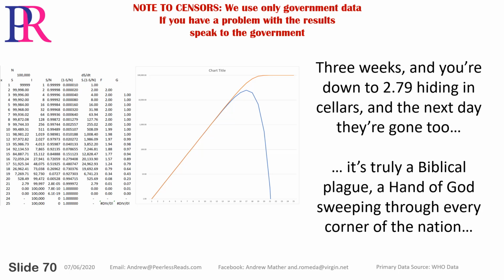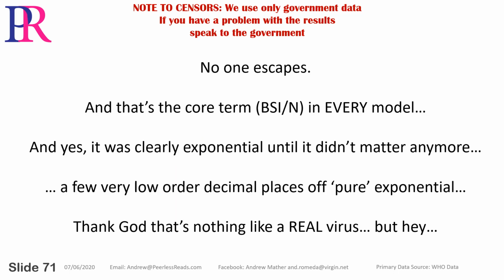It's truly a biblical plague, a hand of God sweeping through every corner of the nation. No one escapes, and that's the core term BSI over N in every model. And yes, it was clearly exponential until it didn't matter anymore. A few very low order decimal places off pure exponential. Thank God that's nothing like a real virus.